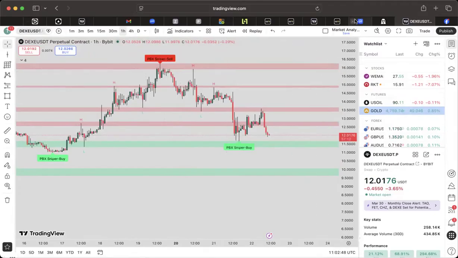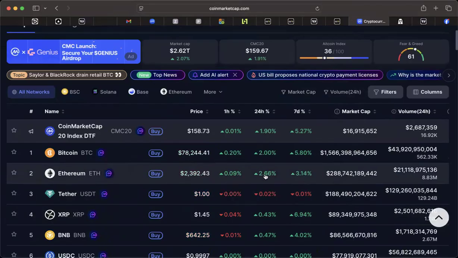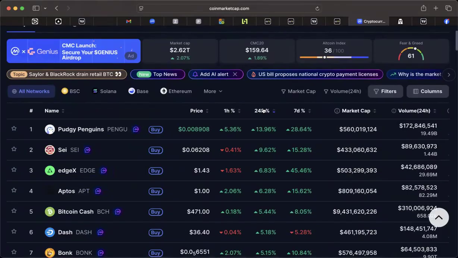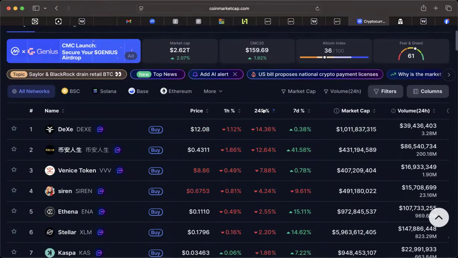So let's go back again. So this is still selling. Bitcoin is still massively moving up. All right, so let's click again, 24 hours. I want to see the one. So Pengu is still buying. So let's see. Okay, so DEXE is still dumping. So no buy opportunity yet.